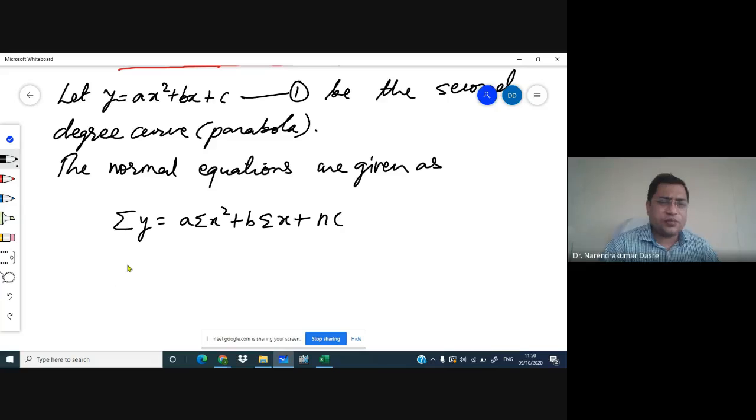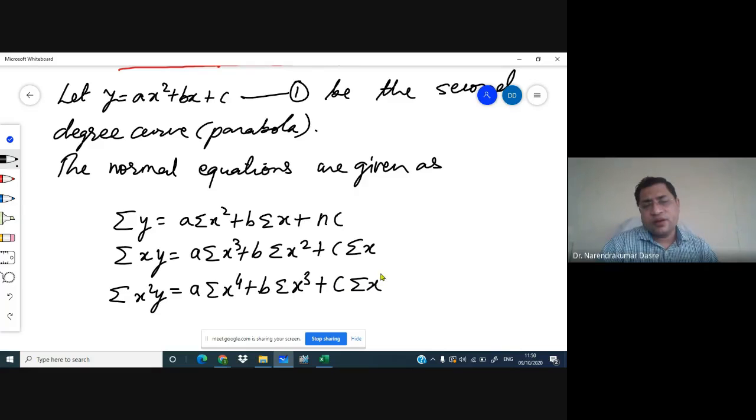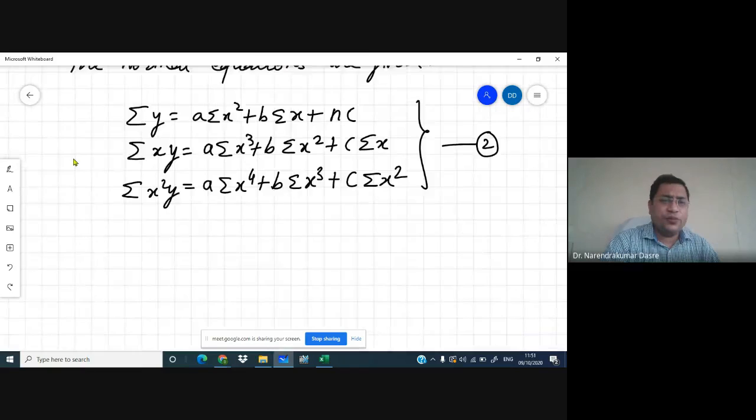Then multiply this equation by x and take the sum. So I'll have summation xy equals a summation x cube, b summation x square, c summation x. Then again multiply this by x square and take the summation. So summation x square y equals a summation x raised to 4, b summation x cube, c summation x square. And this is equation 2.